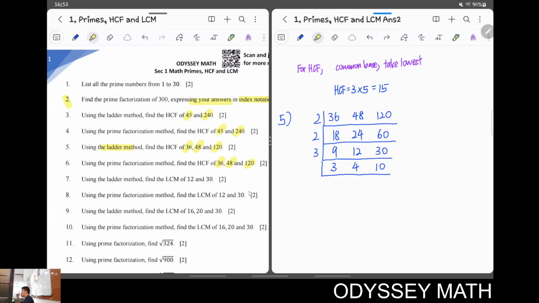But if you were to try, you will realize that I don't think I can find any other prime numbers that can divide 3, 4, and 10 all together nicely. So we stop here, understand?